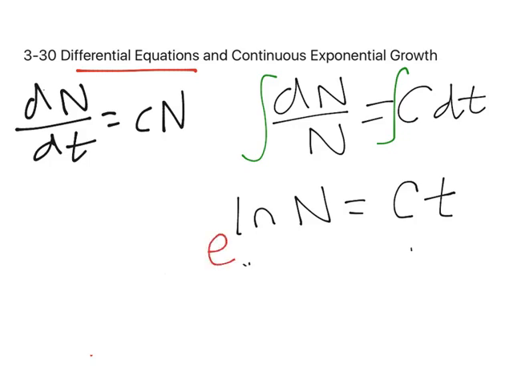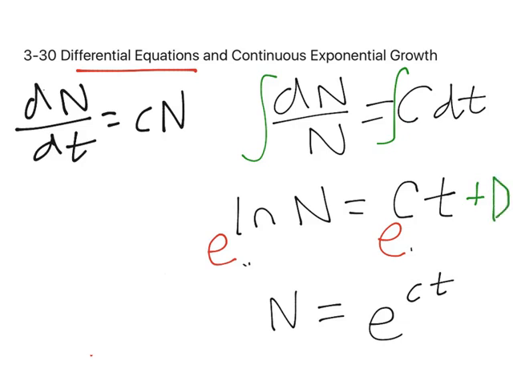To solve for n, we raise both sides to an exponent e, or rather we do that. This gives us this. Some people who are astute might notice that, hey, we need a c here. I'm not going to call it c, I'm going to call it d for the constant that we get. If that's the case, then we have something like this here.